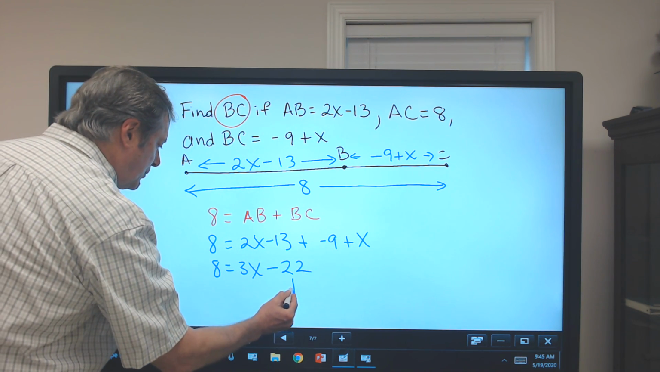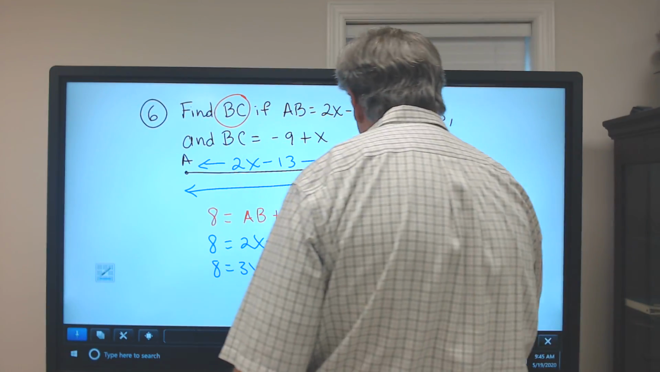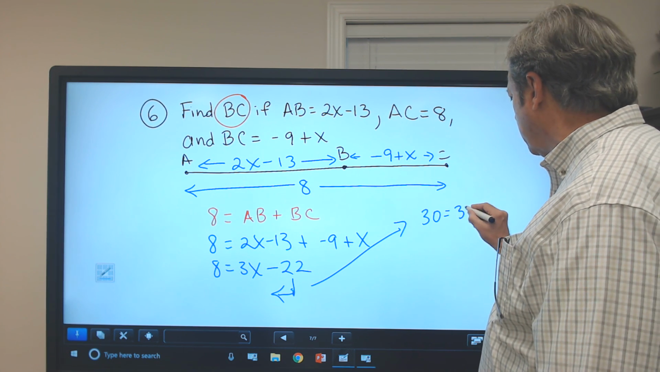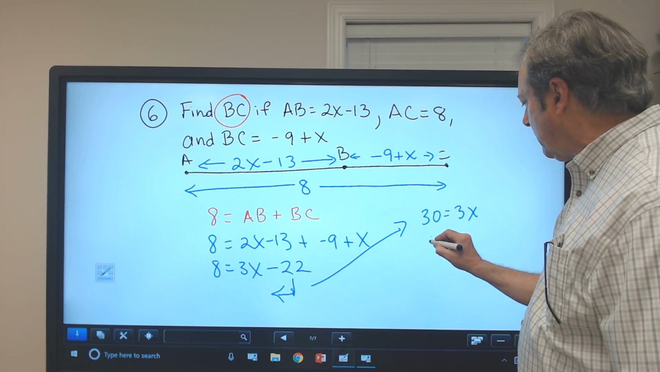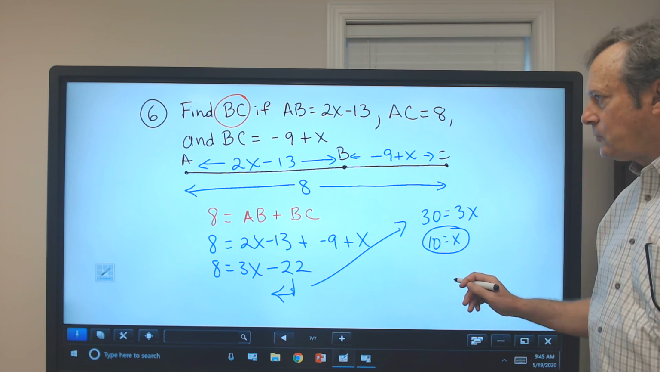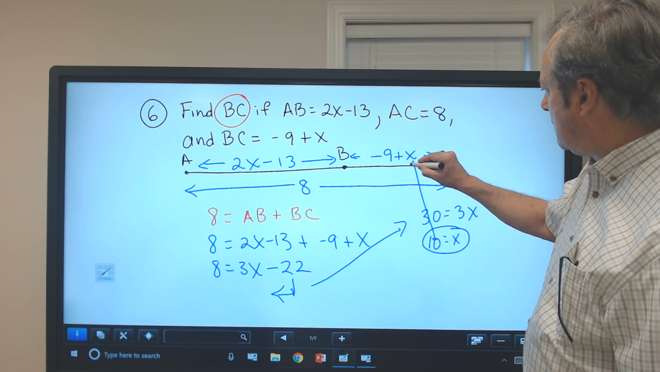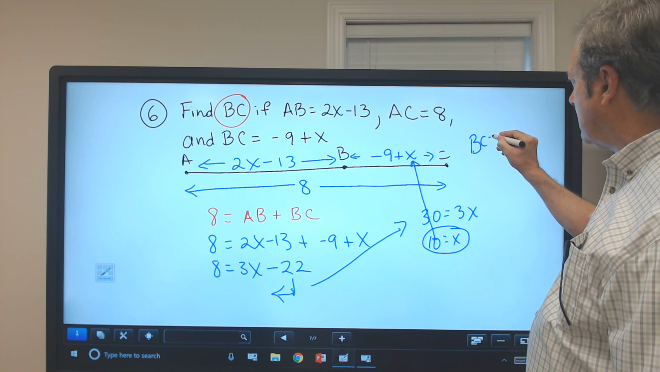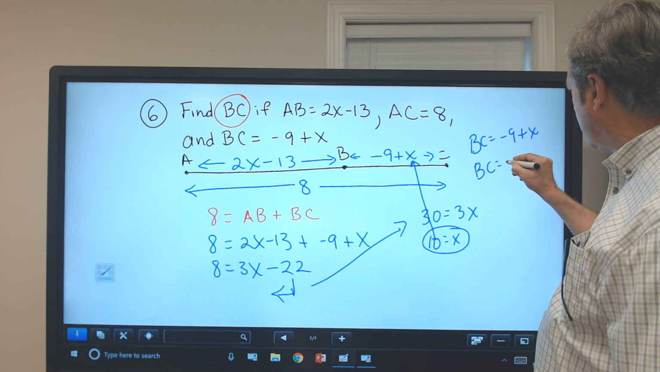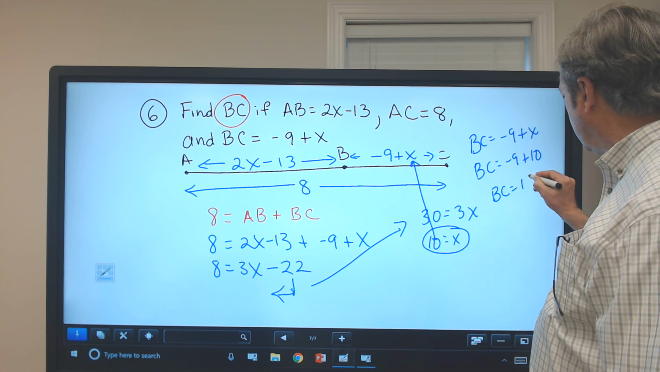So we'll add 22 to both sides. And I'm going to come over here because I'm out of room there. So 8 plus 22 is 30, so we have 30 is equal to 3x. Divide both sides by 3, so x is equal to 10. But remember, we're trying to find B to C. Well, B to C is equal to negative 9 plus x, or in other words, negative 9 plus 10, or in other words, B to C is equal to 1 unit.